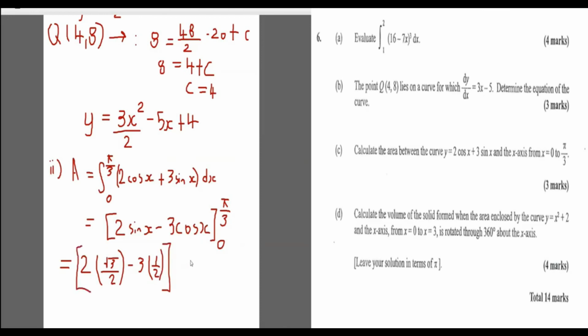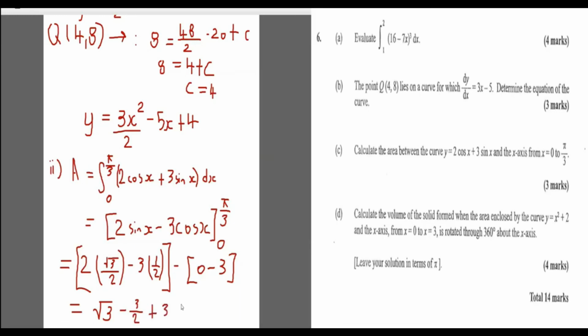Then minus, when we're plugging in 0, the sine of 0 is 0. And then what is cos 0? The cos of 0 is 1. So this works out to be 0 minus 3. So all of this works out to be, now 2 times root 3 over 2 is just root 3. And then 3 times a half is minus 3.5. And then minus 3 becomes plus 3.